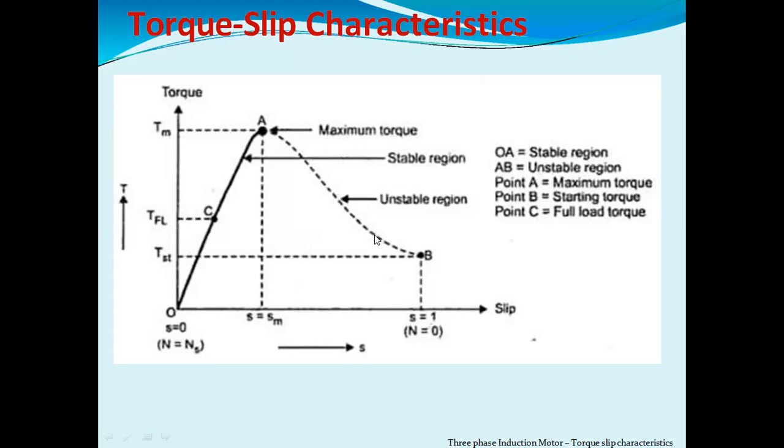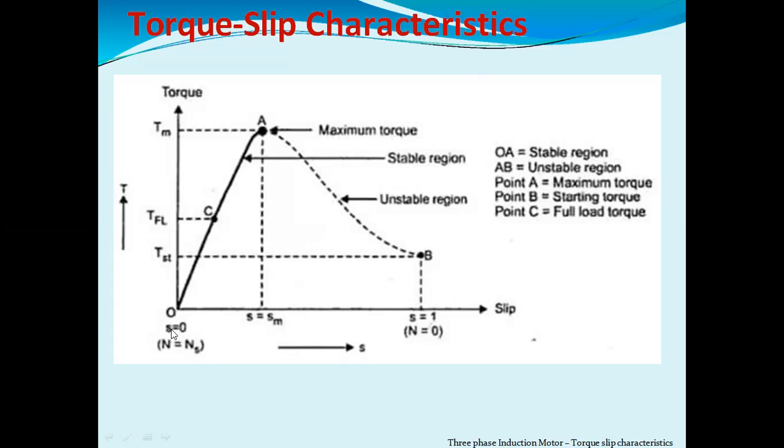So we can say starting torque is the torque which will be produced by the induction motor when it is started, and at the start we are taking rotor speed capital N equal to 0. So we will get the slip value equal to 1 when we are taking capital N equal to 0. And when we are taking N equal to Ns, it means we are taking the rotor speed equal to Ns. At that time you will get S equal to 0.